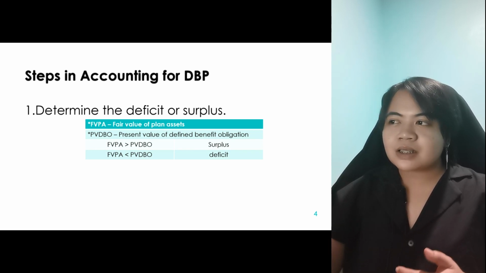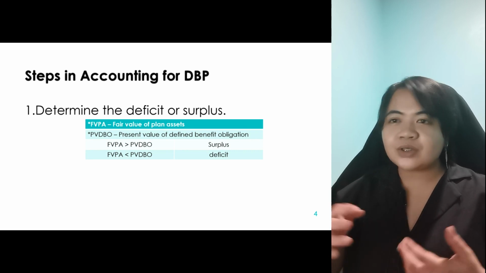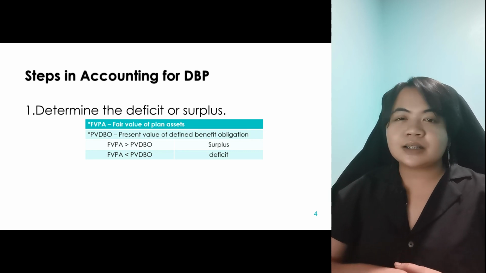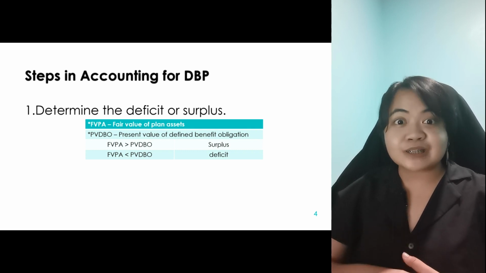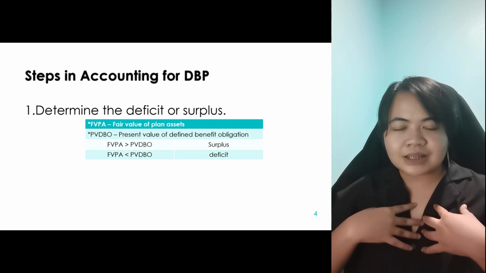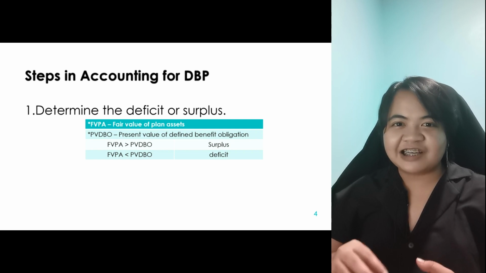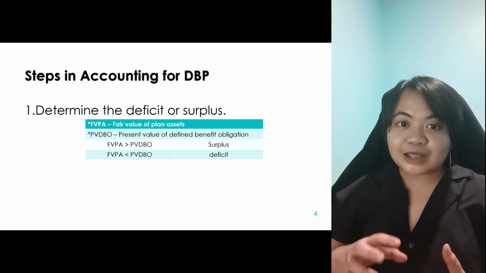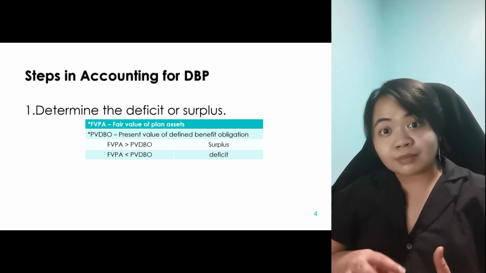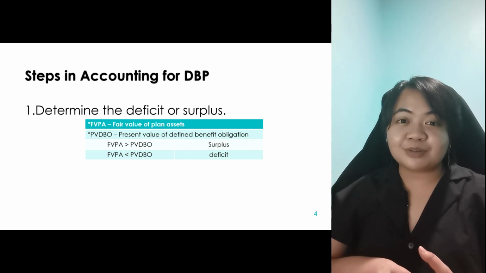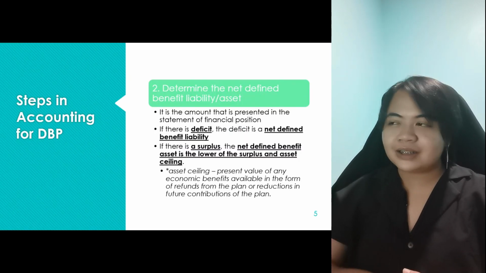So, kapag daw mas malaki yung FVPA, the plan assets, kasi assets siya, meron ka daw surplus. Pero kapag mas maliit yung FVPA compared with the present value of your obligation, syempre may deficit ka. Kabahan ka kapag may deficit kasi syempre huhugot ka from the fund. Huhugot ka from, it's either the working capital mo or, syempre, sa bulsa, para lang ma-meet. Kasi pag hindi mo na-meet, madodole ka, or Department of Labor and Employment, kasi you're violating the contracts.